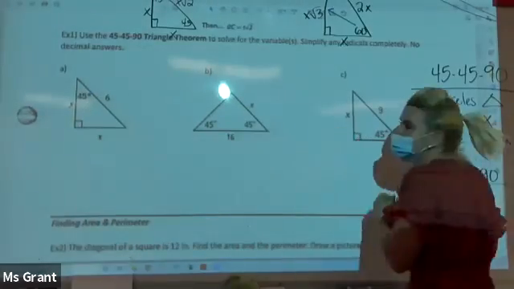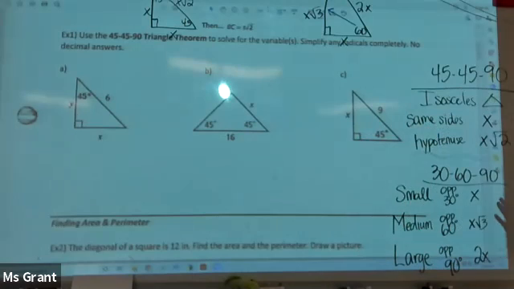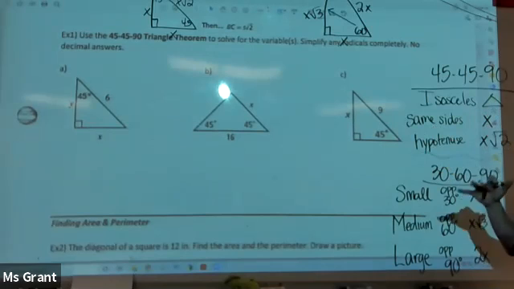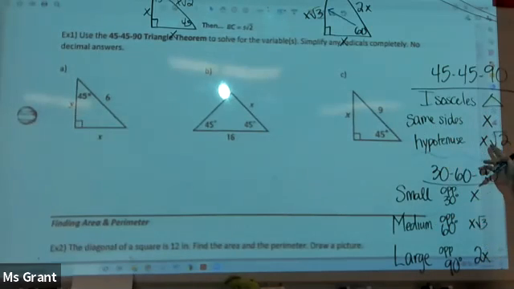Okay, I put a little cheat sheet over here. I want you to look at it. This is for 45, 45, 90 triangles. It's an isosceles triangle. The two same sides are both called x. The hypotenuse is x times rad 2. X rad 2. Okay? X and x rad 2.